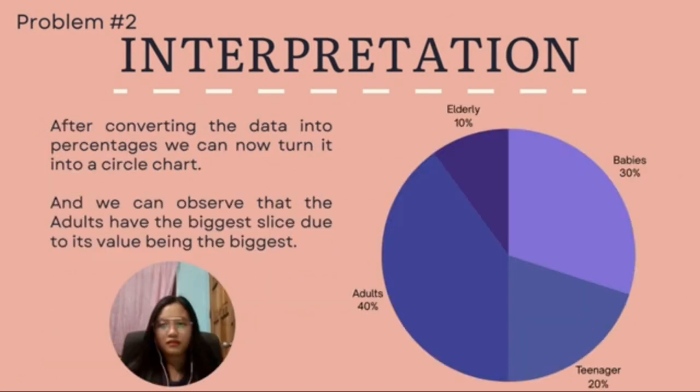After converting the data into percentages, we can now turn it into a circle chart, and we can observe that the adults have the biggest slice due to its value being the biggest.